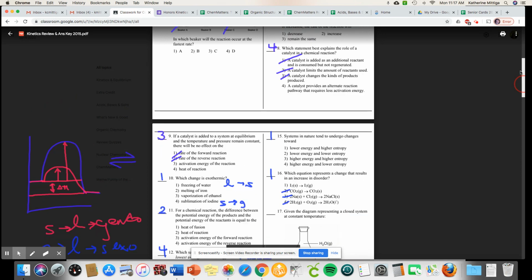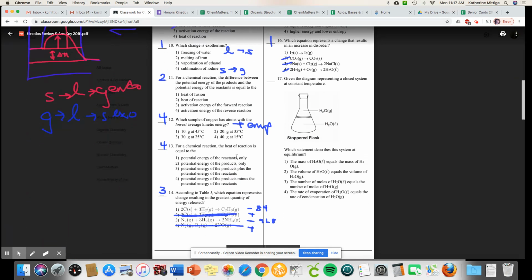Given the diagram representing a closed system at constant temperature, so that's important, it's got to be closed. What's occurring at equilibrium? So notice what this is. This is the same substance in different phases. This is called phase equilibrium. So let's talk about it.